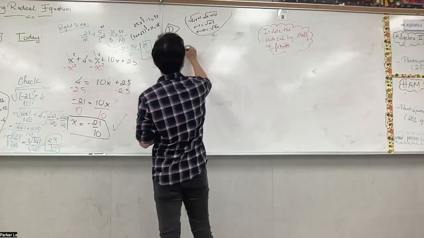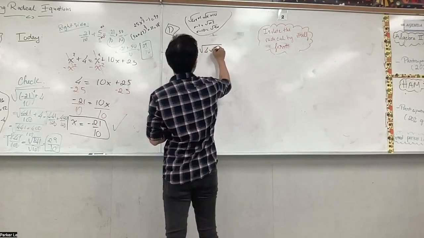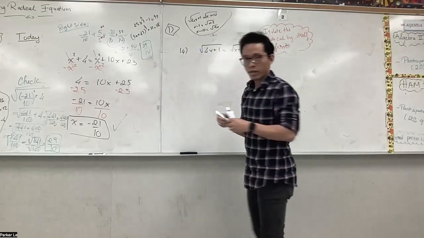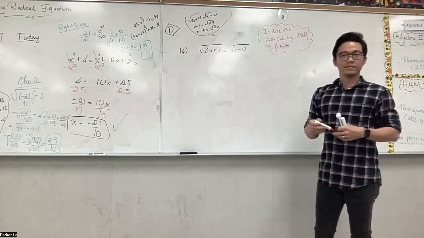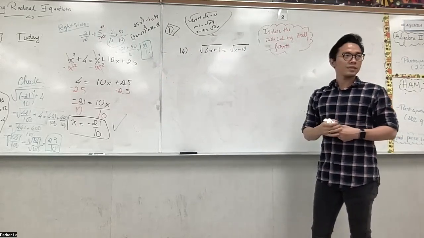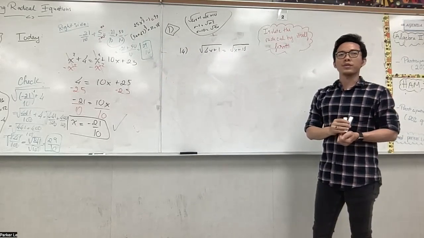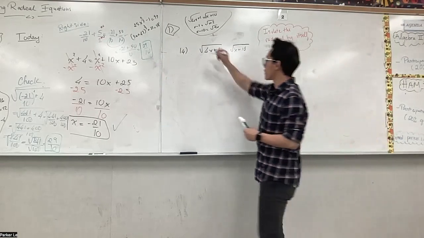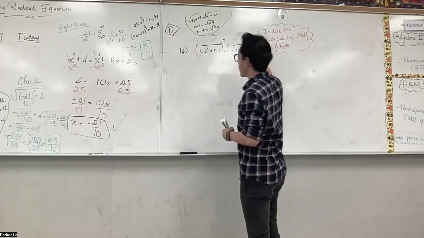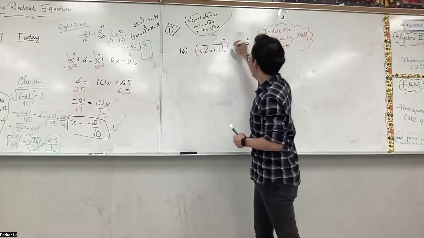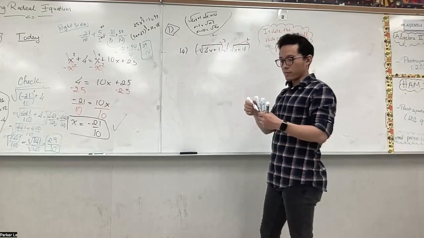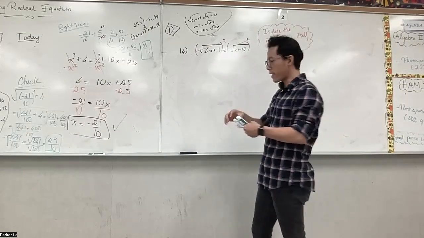Okay, 14. Square root of 4x plus 1 equal to square root of x plus 10. What do you wanna do? You square both sides, not square root, okay? Because the radical is already by itself on both sides, I'm gonna square it, to cancel out.